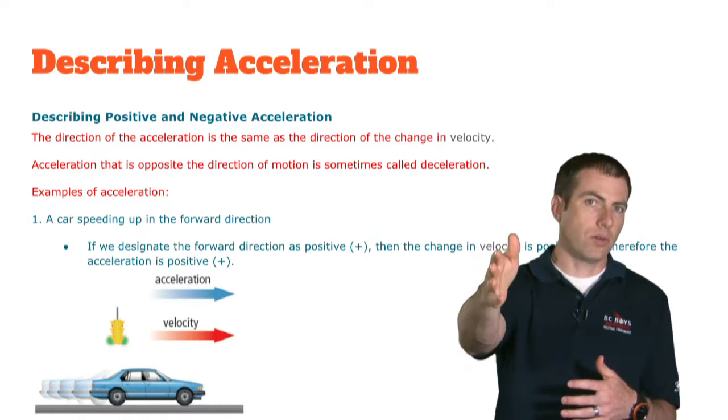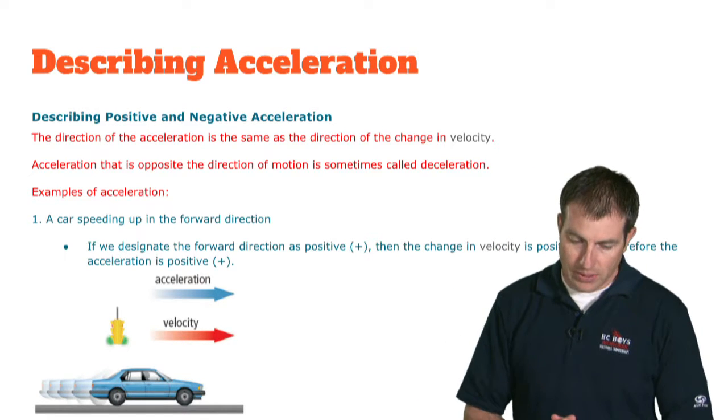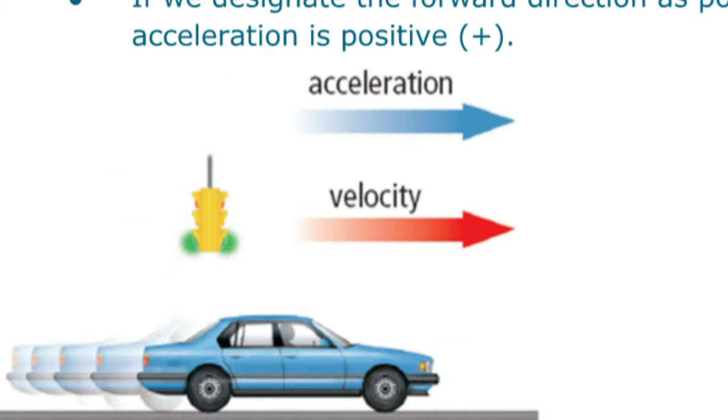Our velocity is going forward, our acceleration is going forward. In this scenario, everything's positive. Everything's forward. Our acceleration's to the right, it's positive. Our velocity is to the right, it's positive. The light's green, we're moving, everything's good and happy.